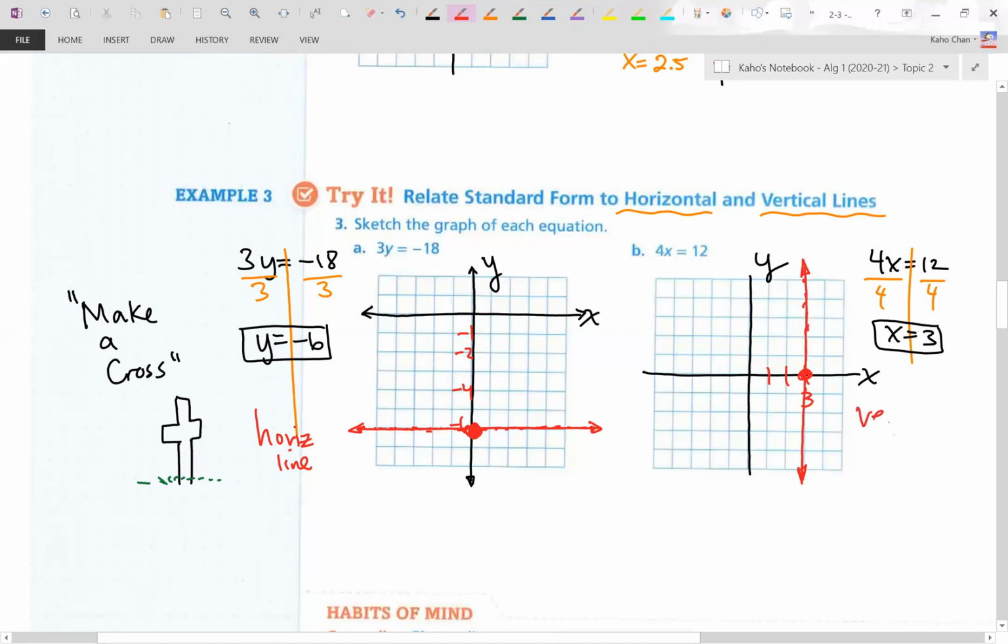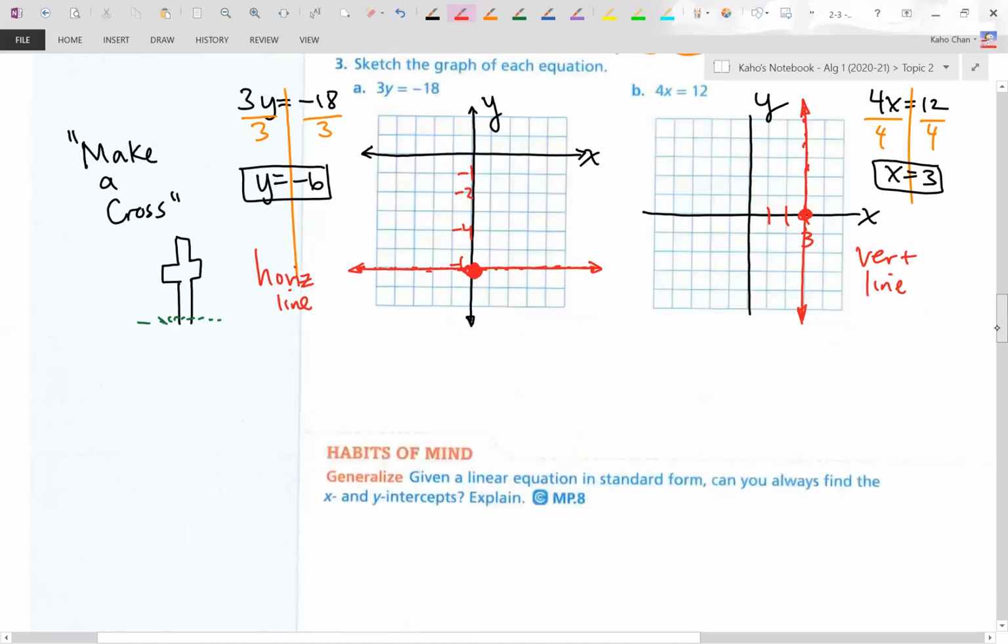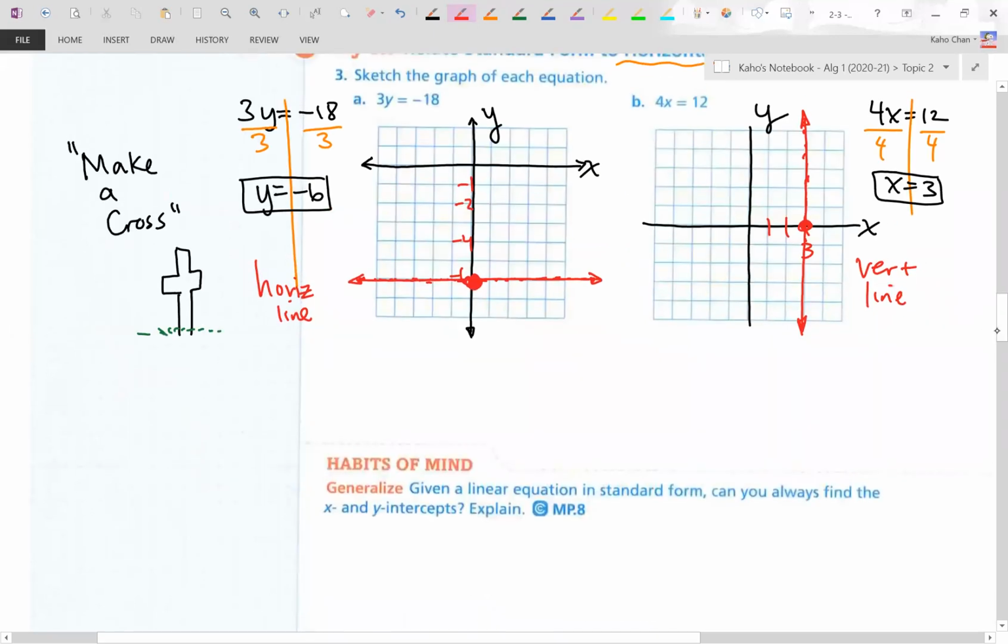And there's your graph. Make a cross, makes a vertical line. All right. Any questions about that one? All right, let's take a look at the habits of mind question at the bottom.